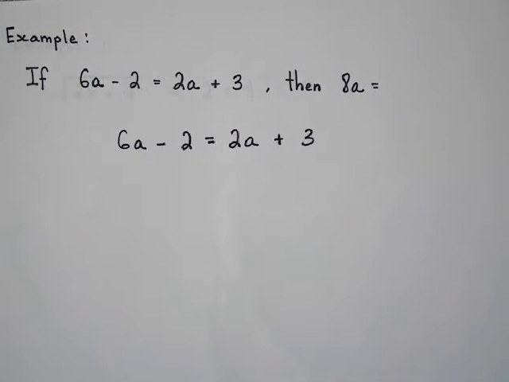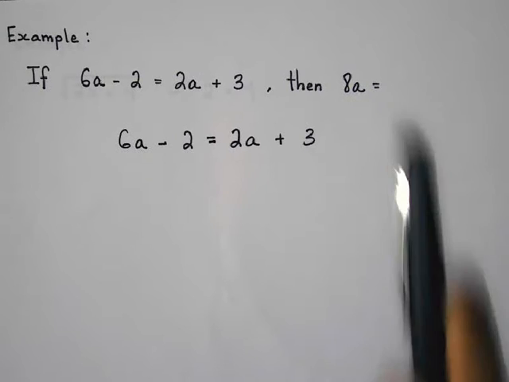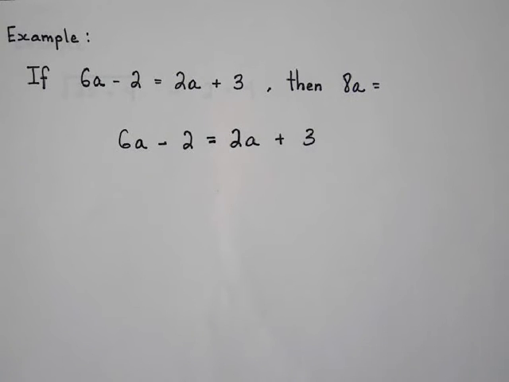I encourage you to pause the video at this moment, try solving this equation, and see how you would figure out what 8a is equal to. So again, assuming that you've paused the video and you've reached some point, or maybe you've gotten stuck here, let's see if we can go ahead and work through it together. I have 6a minus 2 is equal to 2a plus 3.